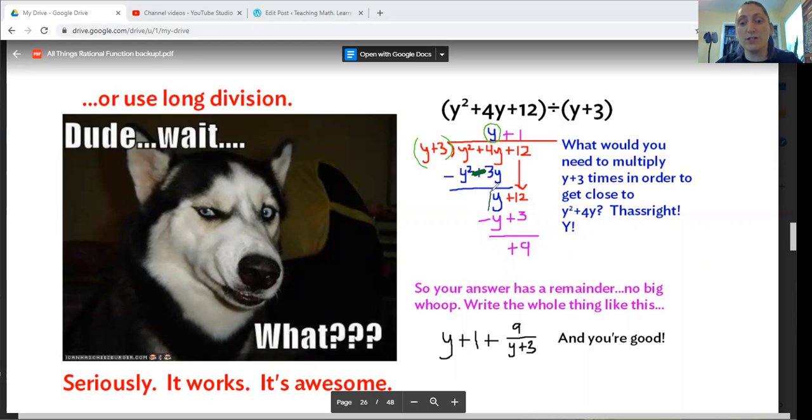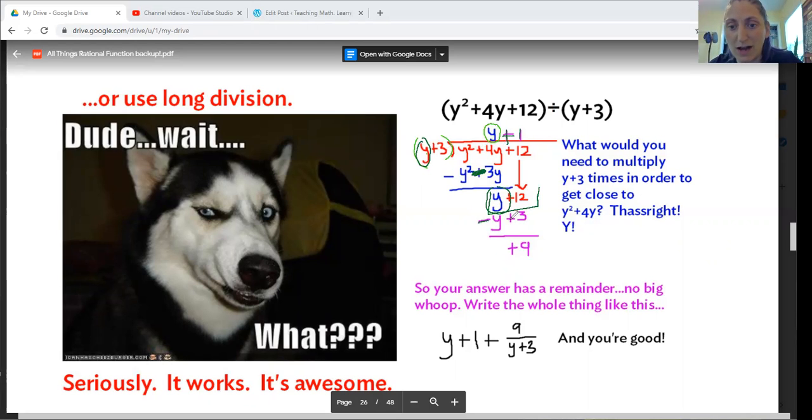Now we have an all new expression right here, y plus 12. Okay, so what do you have to do to y? What do you multiply to y to get it to be y? 1. What do you multiply to this first term here to get it to be the same as this first term here? You multiply by 1, and sure enough, you're just going to put plus 1 right there. Then you do 1 times y plus 3. 1 times y plus 3 is y plus 3. Change your signs and combine.